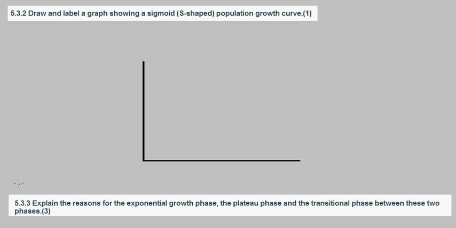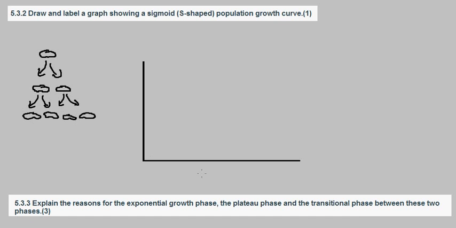5.3.2 and 5.3.3. Looking at the sigmoidal population growth curve. Let's begin with the idea of having a bacterial cell, and the bacterial cell is going to divide by binary fission to produce two cells, and in turn these will divide to produce a population of 4 cells, and this process will carry on over time.